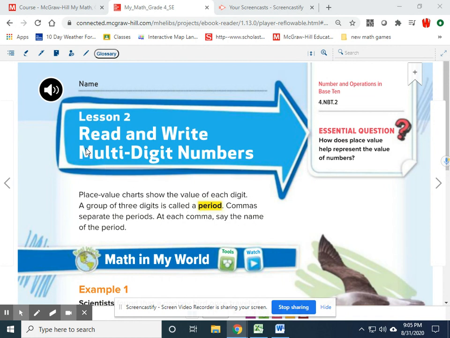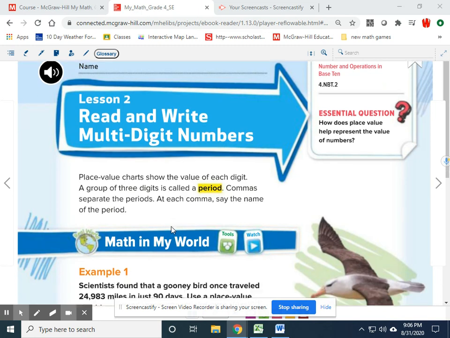Today we're going to talk about reading and writing multi-digit numbers. So if we look at our paper, it says place value charts show the value of each digit. A group of three digits is called a period. We might say that a period is used in English class, language arts, but it's also used in math. So it's every set of three numbers. Commas separate the periods, and at the end of each comma, we say the name of the period.